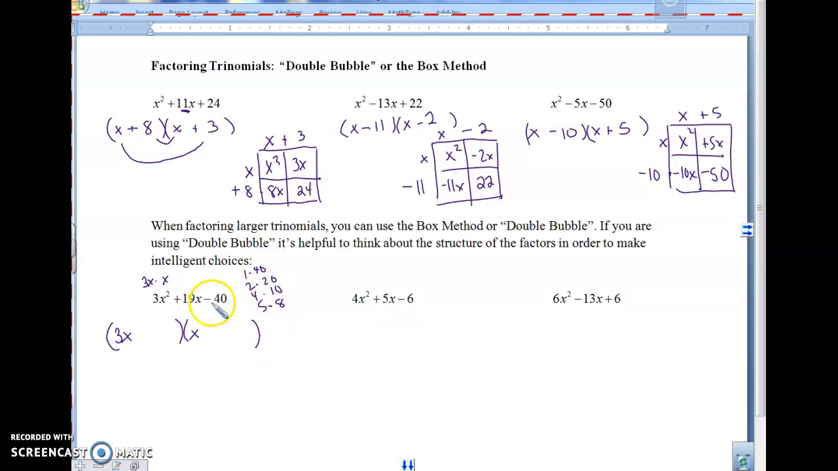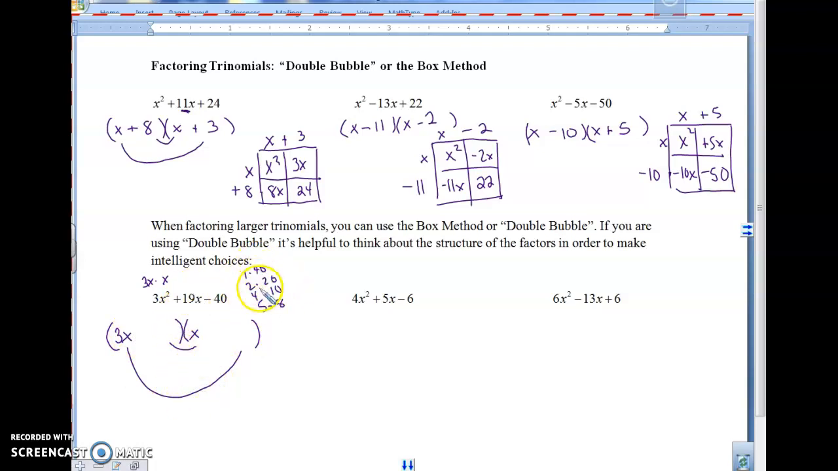Well, this has got to be negative 40. Whatever goes over here and goes into the left spot, or the right spot right here, has to be multiplied by 3x for the outside inside. All right, so we have to make sure one is plus and one is minus, and they have to add up to 19. So whatever goes here is multiplied by 3, added to this one has to be 19.